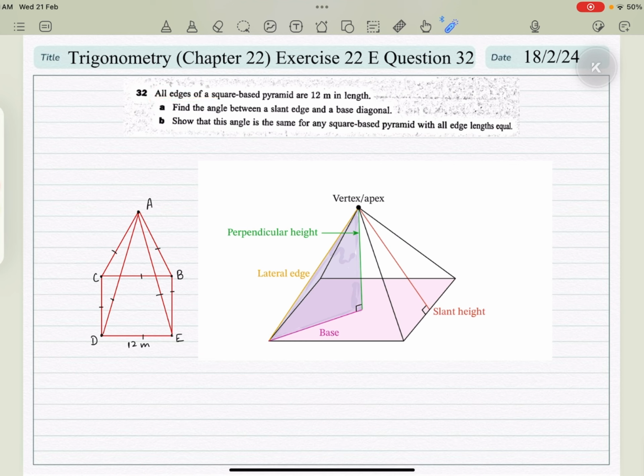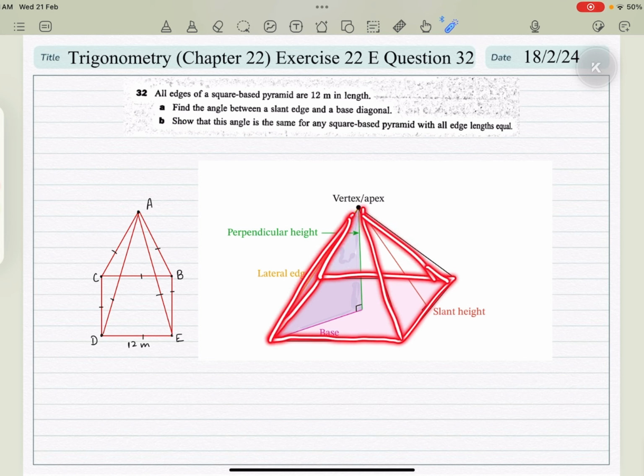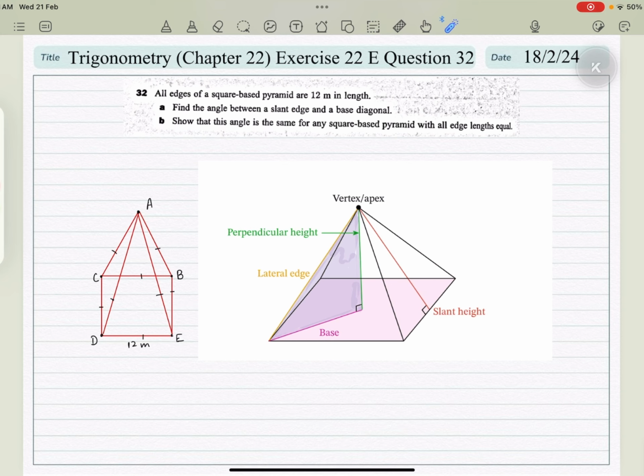First thing we have to see is that it's a square-based pyramid, so it has a base that is a square, and then of course it has slant edges like this. Then it says that all the edges are 12 meters. Now, looking at this, most of the confusion in students' minds is that this edge, this edge, this edge, and this edge are 12 meters. But they forget that this edge and this edge, the slant edges, are also 12 meters.